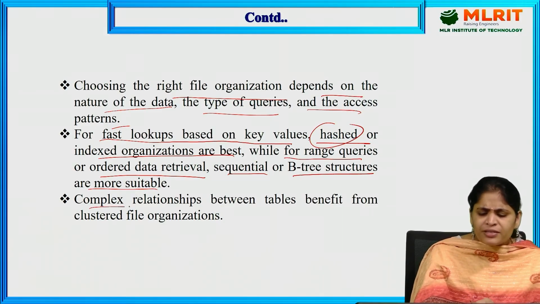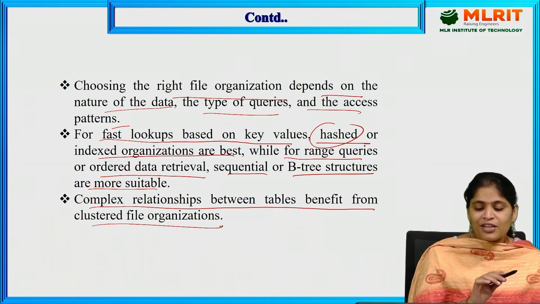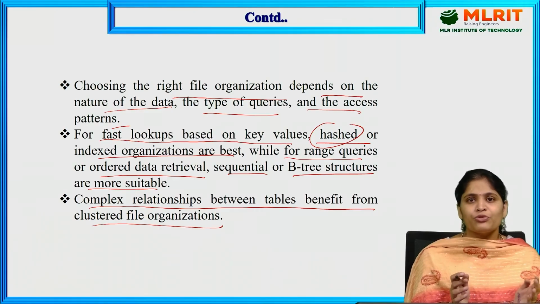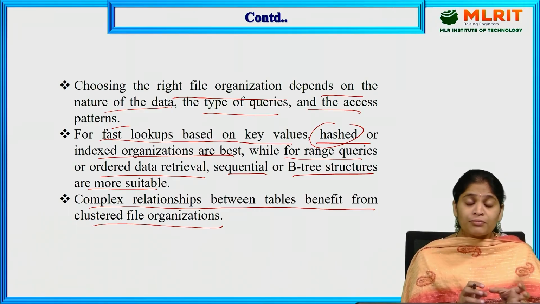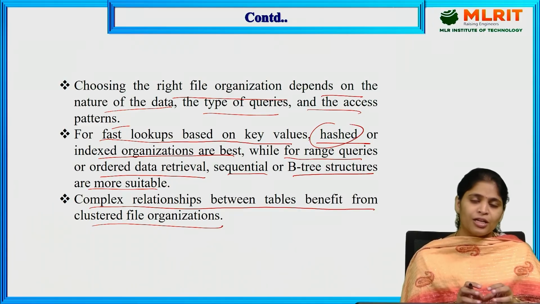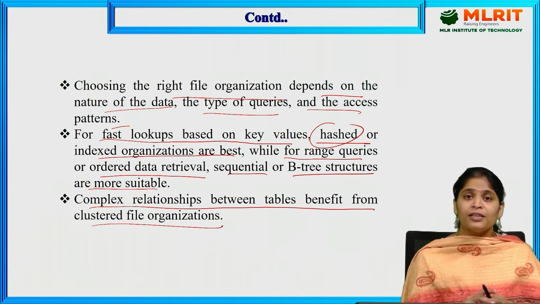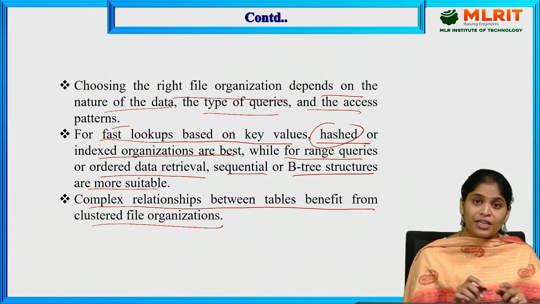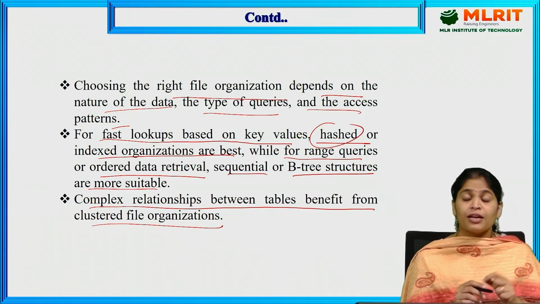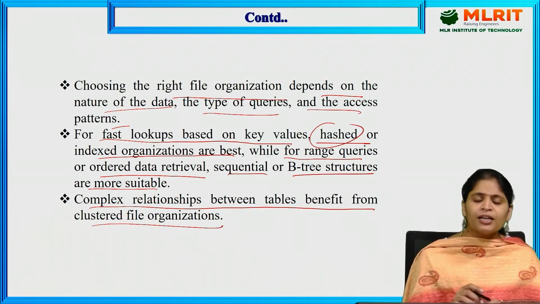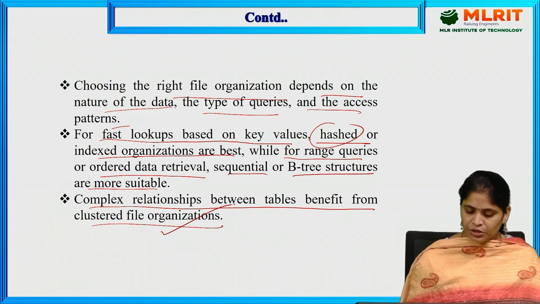Next, complex relationships between tables benefit from clustered file organization. Complex relationships between tables means if I join two tables and get some data that belongs to department CSE or department ECE, then that cluster data will be available in that particular table which we have joined from two different tables by using the clustered key. That can be retrieved by using clustered file organizations. This is the summary.